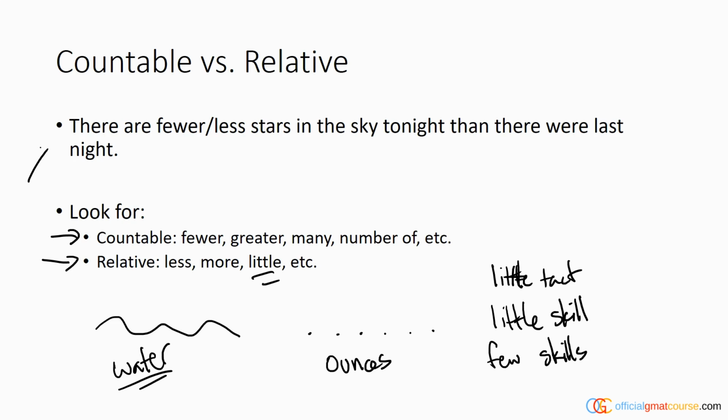This is a bit nuanced, but it's worth bringing up here. Now let's look at this example up here. There are fewer or less stars in the sky tonight than there were last night. What do you think it should be? Stars, there's billions and billions of stars in the sky. It's such a large quantity that a lot of times it seems almost like it's continuous. But each star is its own thing, and that makes it discrete. So that means it's countable. We could actually say there's 1 star, 2 stars, 3 stars. So there are fewer stars in the sky tonight than there were last night, not less.